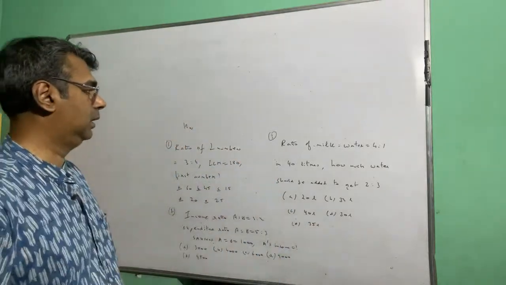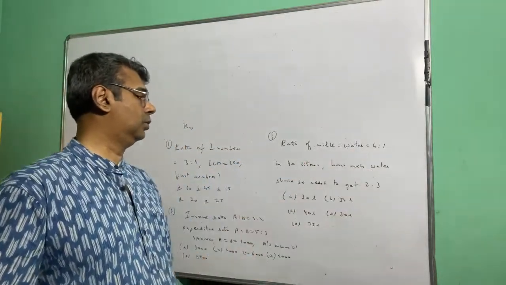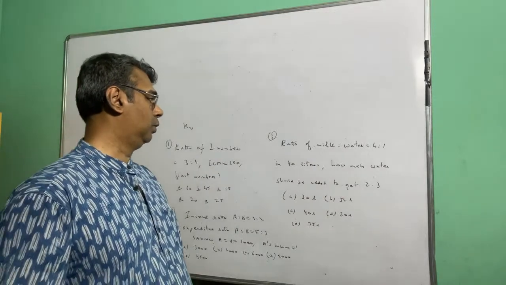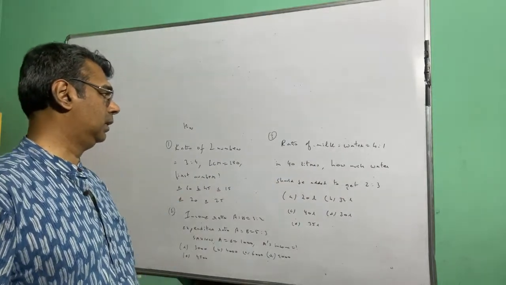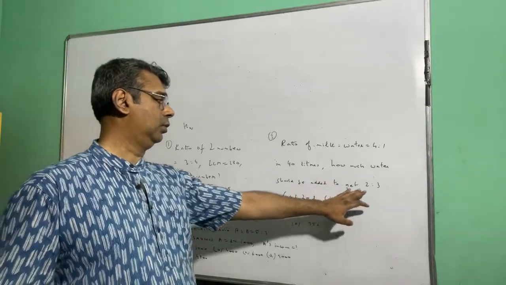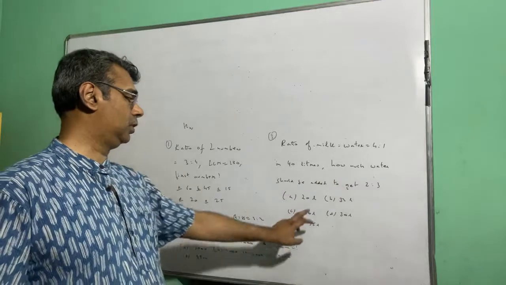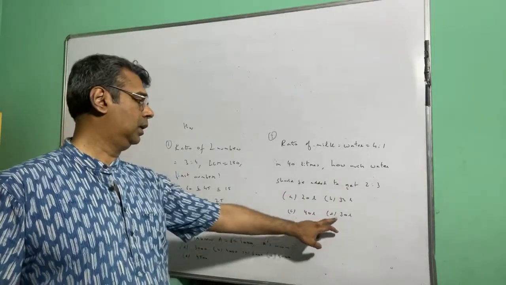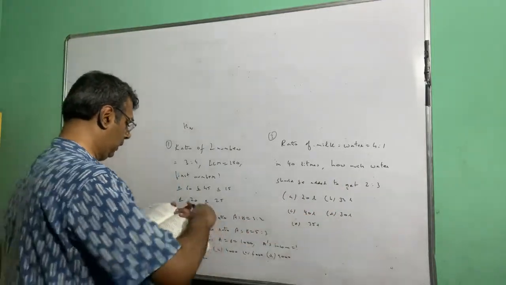Question number 3: the ratio of milk to water is 4:1 in 40 liters of milk. How much water should be added to make it 2:3? Options are 20 liter, 32 liter, 40 liter, 30 liter, 35 liter.